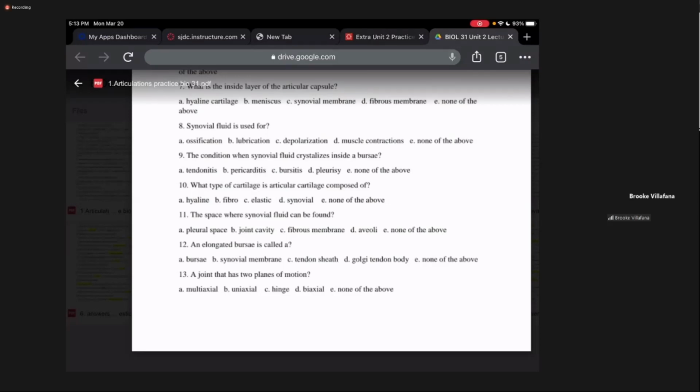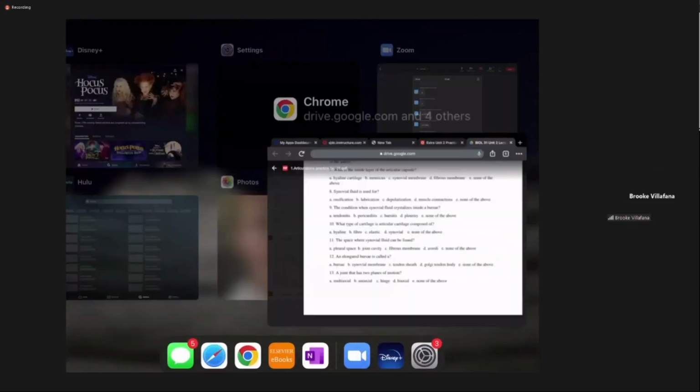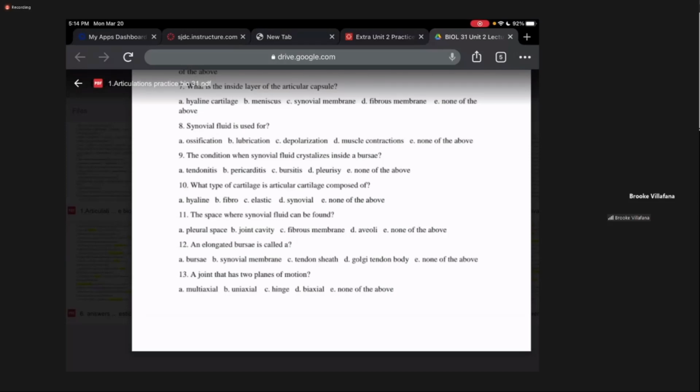All right, question 10. What type of cartilage is articular cartilage composed of? Good. So it's going to be composed of our hyaline cartilage. And then a bonus question for you guys. What would the condition be called if articular cartilage wears down? It's going to be called arthritis. Good, good. Yeah, arthritis causes those bones to deform.